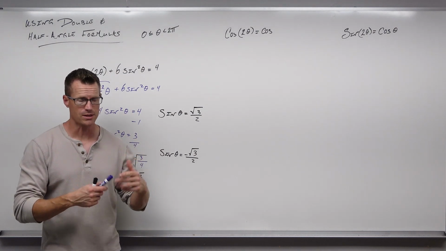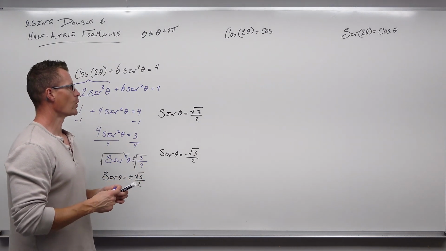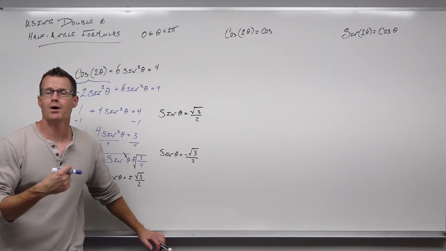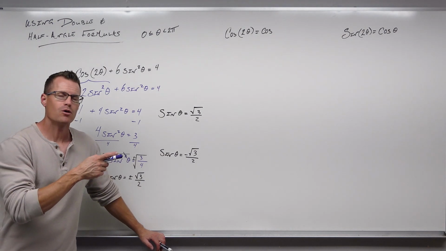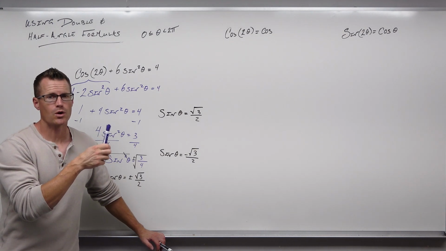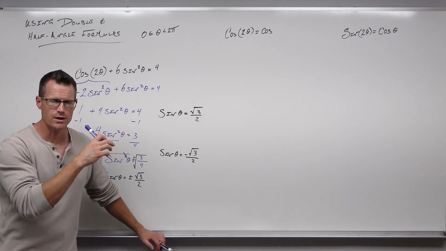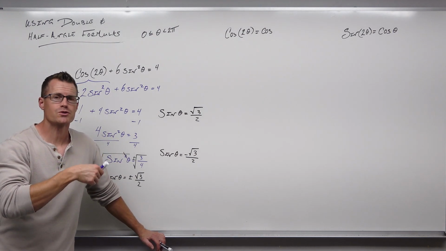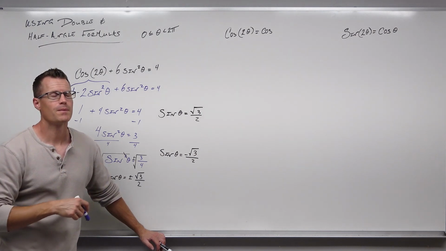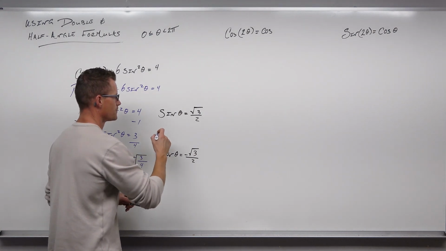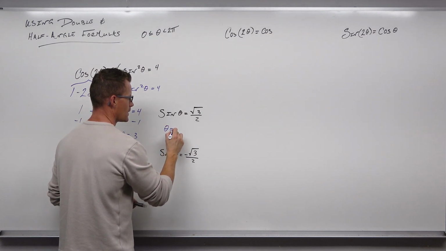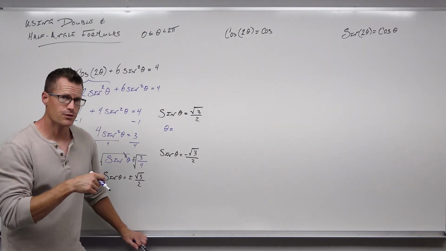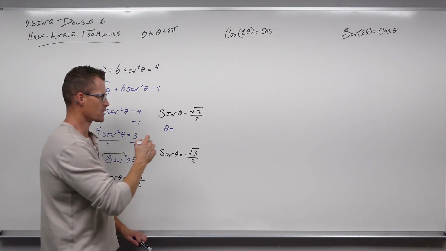So we walk through this. We think about where is sine theta equal to positive square root 3/2? That would be quadrant 1 and quadrant 2. Sine's positive in 1 and 2. Where would sine theta equal negative square root 3/2? That's quadrants 3 and 4. Sine's negative in 3 and 4. So we're going to get theta equals pi over 3 and 2 pi over 3.